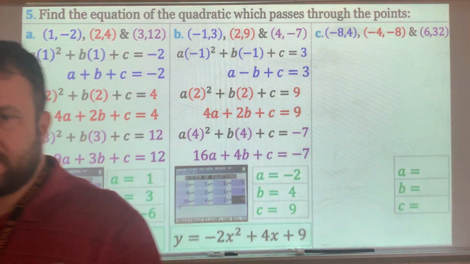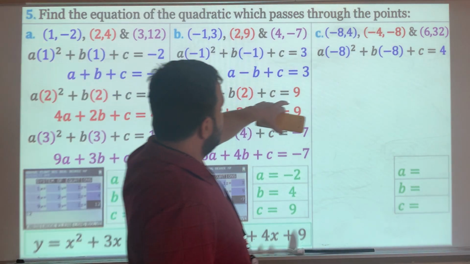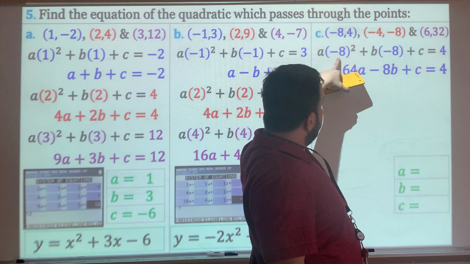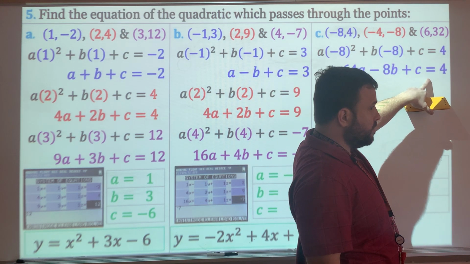Problem C. The way problem C works is you're going to set up the equations again, and you're going to solve. First thing, a times -8 squared plus b times -8 plus c equals 4. So 64a minus 8b plus c equals 4.